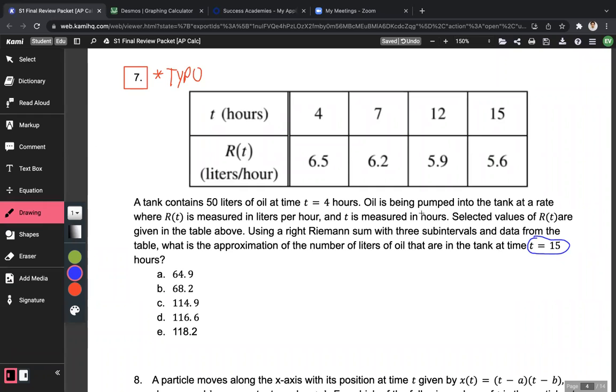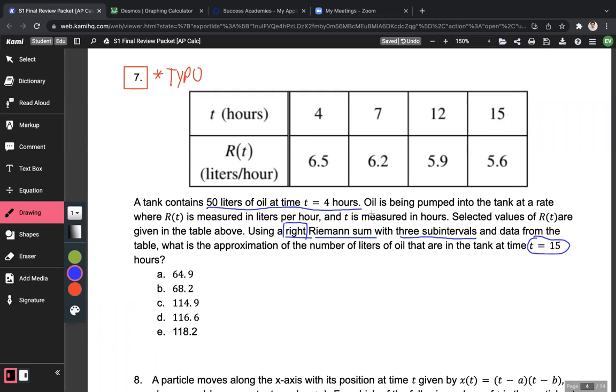All right, looking at this whole thing, first big piece of information, a tank already contains 50 liters of oil at time t equals 4 hours. That will be important at the end. Oil is entering at a rate. The rate is measured in liters per hour, and time is measured in hours. Here are our values of R and T up here in the table. We're going to use a right Riemann sum, so a right-handed sum with 3 subintervals indicated in our table. That's what's suggested by the phrase data from the table. We want to know the approximate number of liters of oil that are in the tank at time t equals 15 hours.